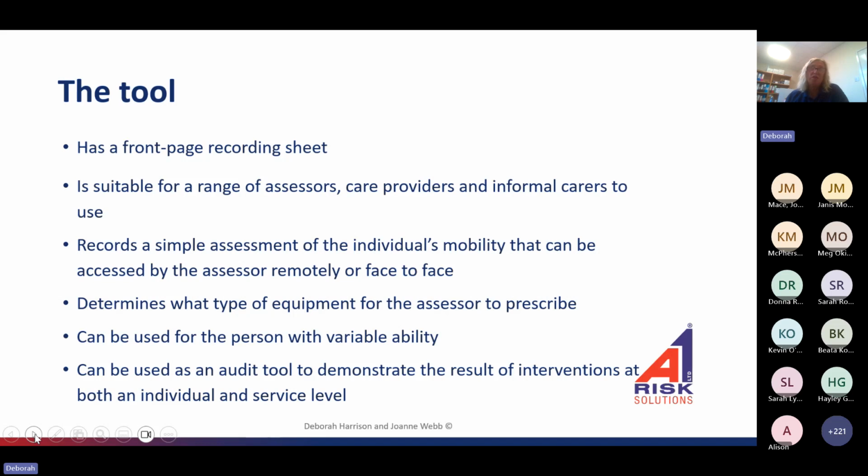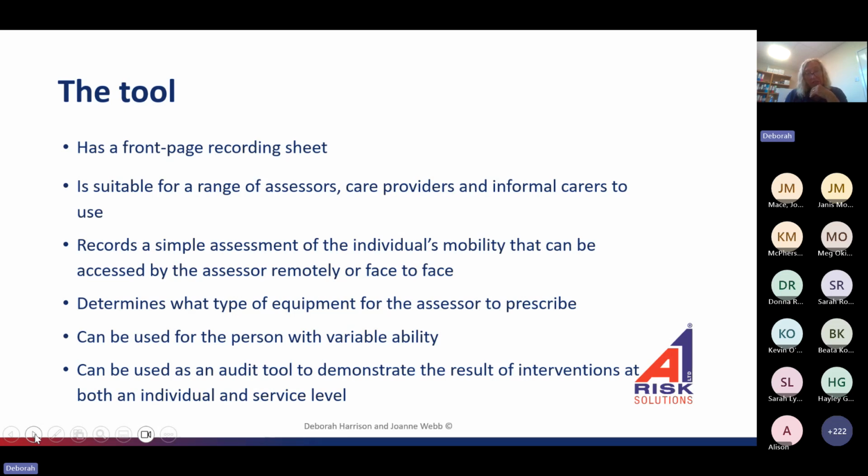We've got that brand new OT who's just qualified, who may not be very skilled at moving and handling, and who may lack the confidence. So the tool will give them that confidence. And even within the tool, there are still slight variances, and it is one of many tools that can assist you to come to your decision-making process.